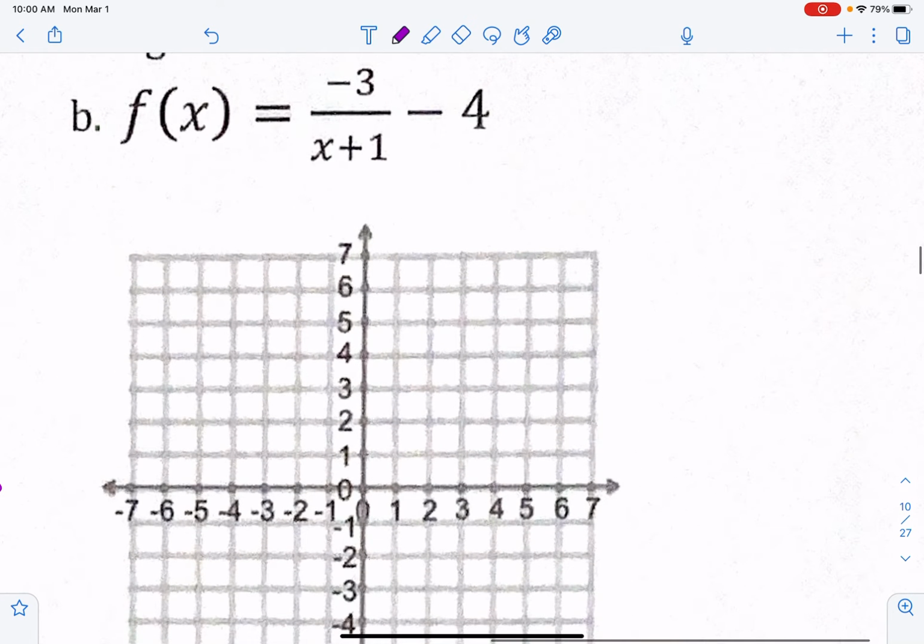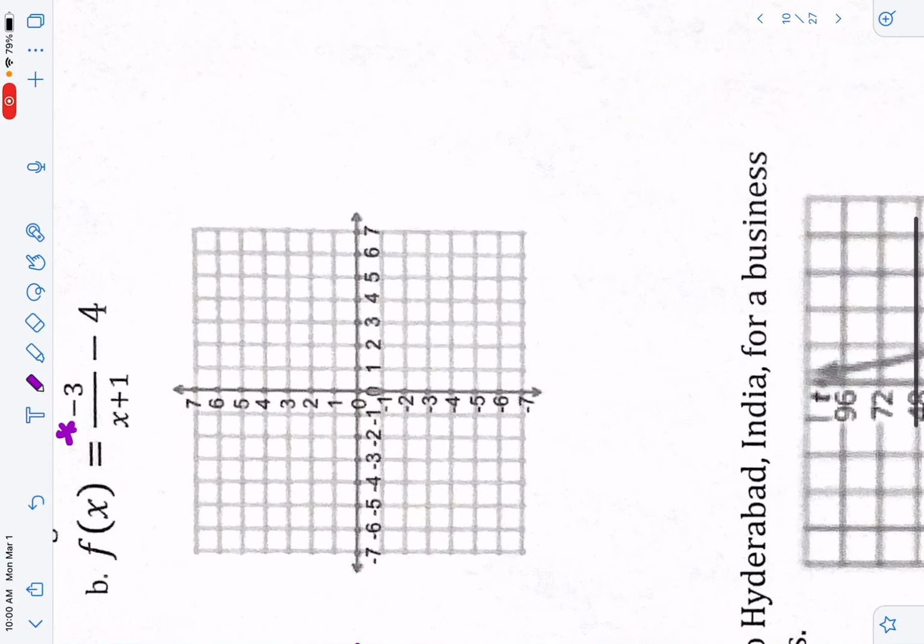This one over here, we do have a number on the top, -3. We'll talk about that in just a second. Put a little star by the negative because that is going to do something else as well. Hey, little boy, shh.